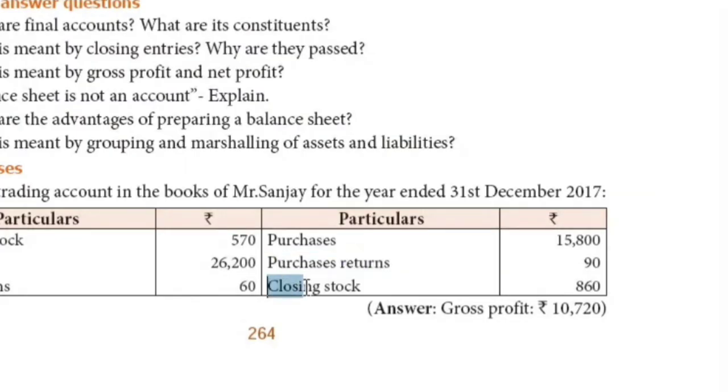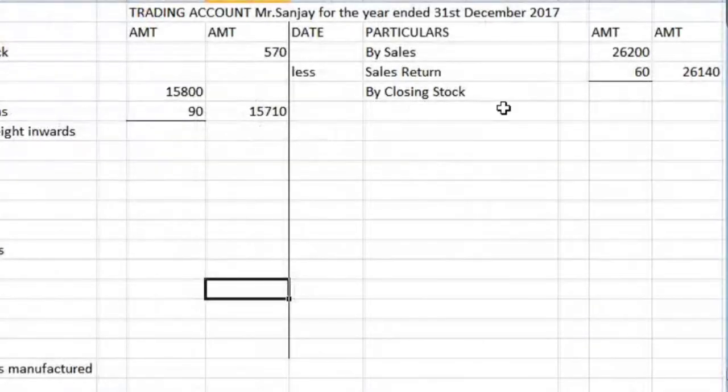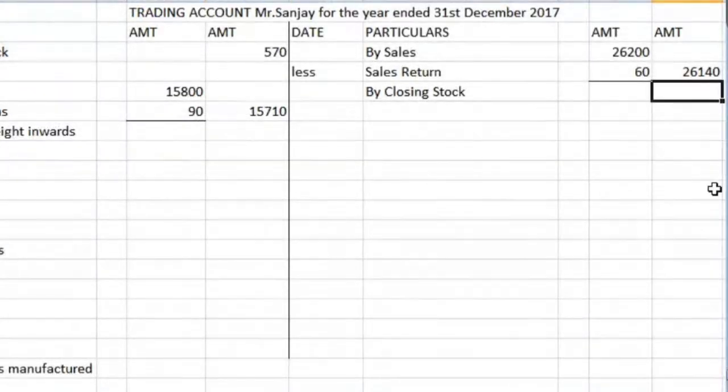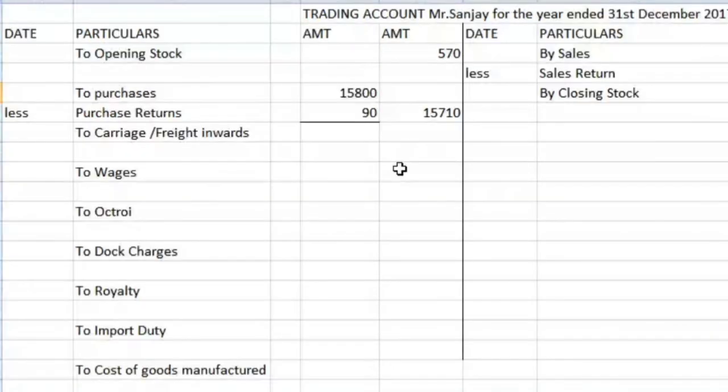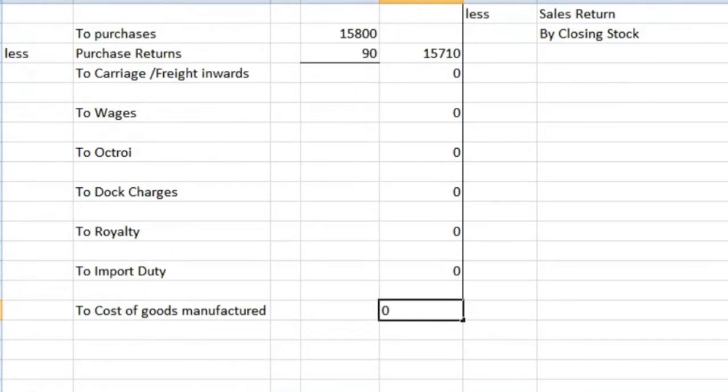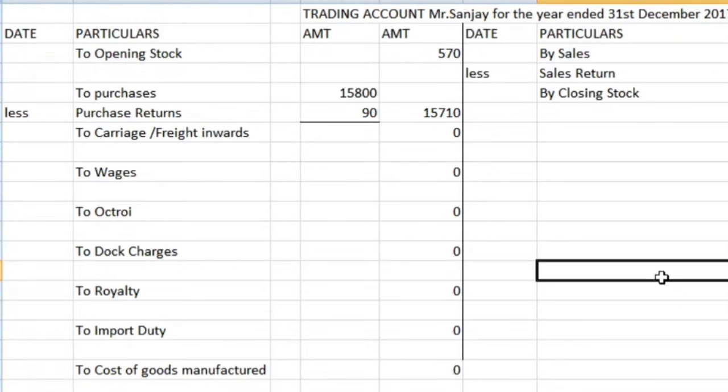You have closing stock 860 rupees. So closing stock is here in the credit side, the last item 860. So the other things, if you see, freight I don't have, wages I don't have, octroi I don't have, dock charges don't have, royalty don't have, import don't have, cost of goods manufactured don't have. So for everything I can just put a 0 and finish it off.